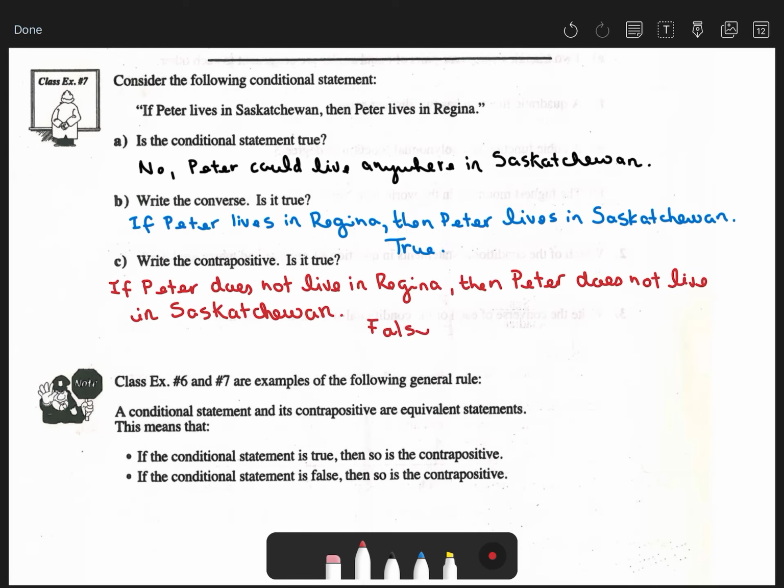All right, so if Peter doesn't live in Regina, then Peter does not live in Saskatchewan. Okay, that's not true. That's obviously false because he could live in Saskatoon. He could live anywhere in Saskatchewan, but basically, that is a false statement. So Saskatoon, he could live there, but that's still in Saskatchewan.